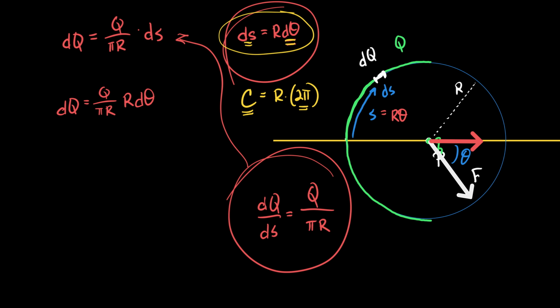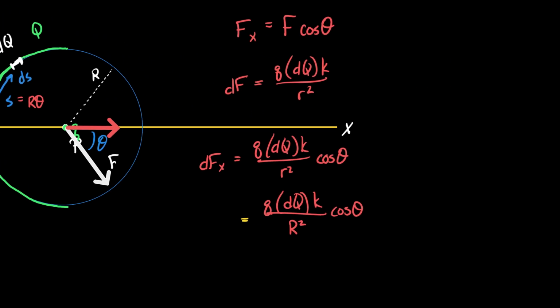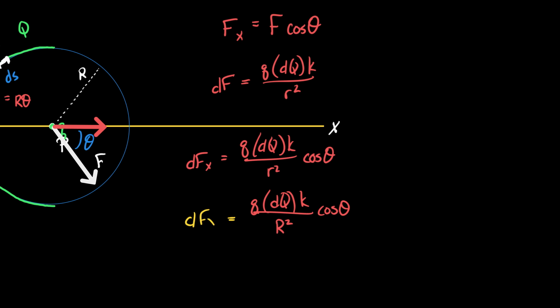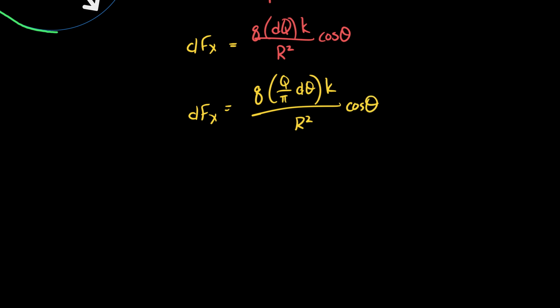All right, I think I want to do some replacement. Is that okay with you guys? But I think I'm going to cancel those r's out first. So it looks like dq will be q over pi d theta. So here we go. dF in the x direction equals q over pi d theta times k over r squared cosine theta.